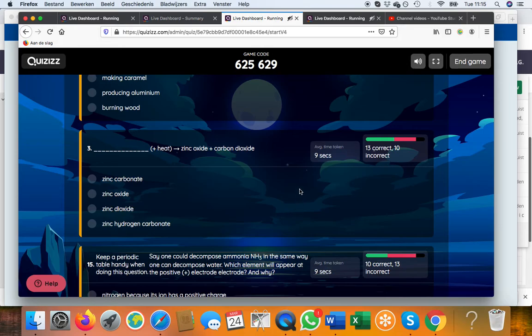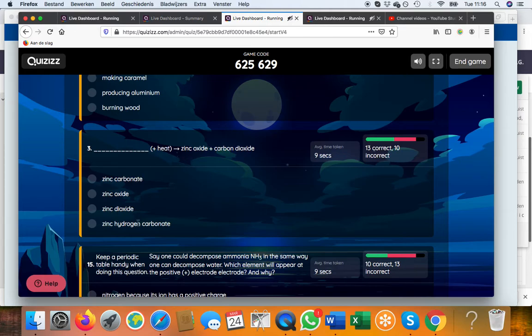The next one, more people had it correct than incorrect, but I'll still discuss it. We didn't really practice this, so it's an understanding question. But if zinc oxide and carbon dioxide are produced, write that out on a piece of paper. So you get on the right Zn and O, and C and CO2. So what has to be on the left? There has to be Zn.